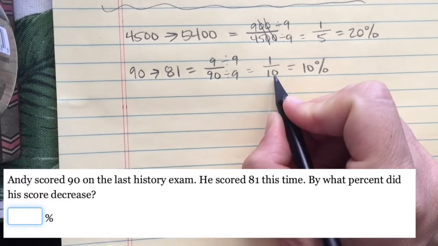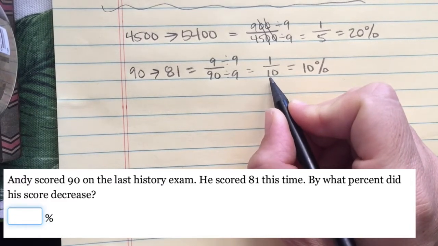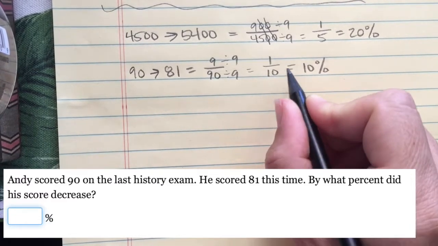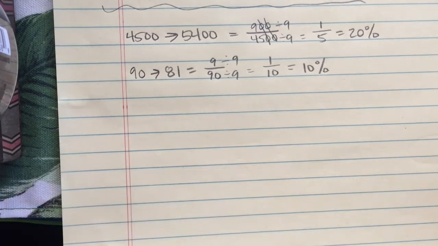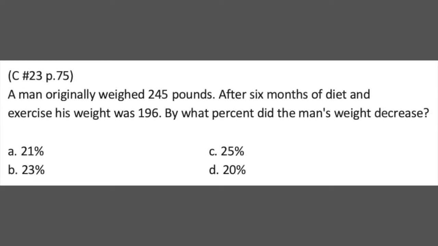So his score decreased by 10%. Now, if you didn't know this right off the bat and you still had to do your division, that's fine. You still would have gotten the same answer. Okay, I'm going to give you one more to do on your own.